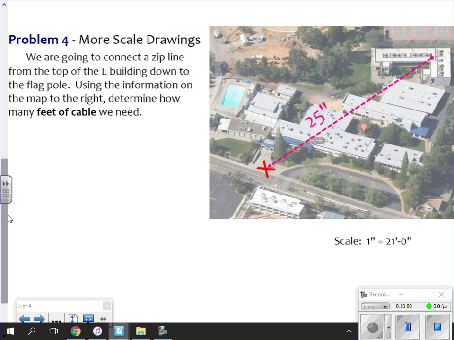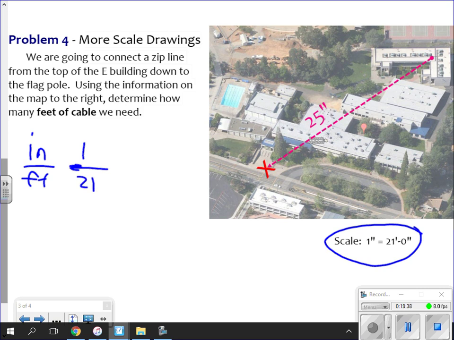Okay. So we have that idea. Now, this is a scale drawing. This is a scale picture. What's our scale? Our scale is right here. What are the things we are comparing in our scale? What are the measurements we're talking about? What are the units that we're comparing in our scale? Inches to feet. So we have inches to feet. And our scale has 1 inch for every 21 feet.